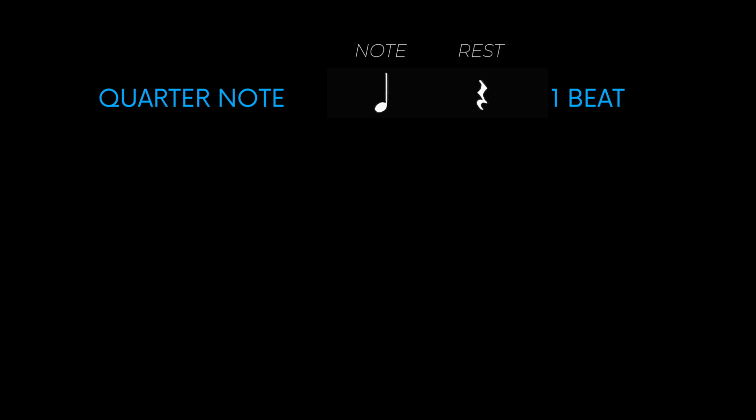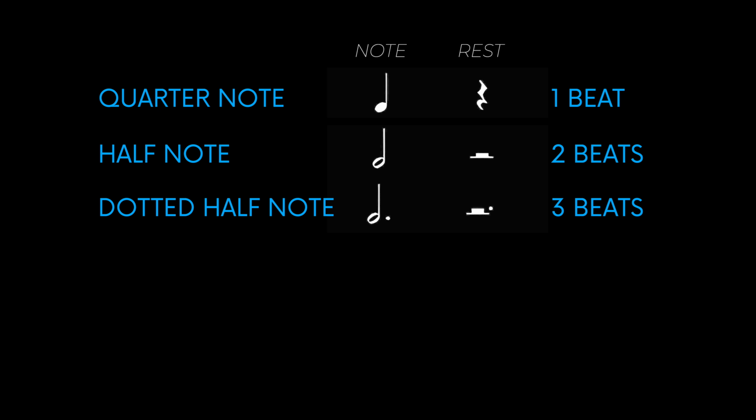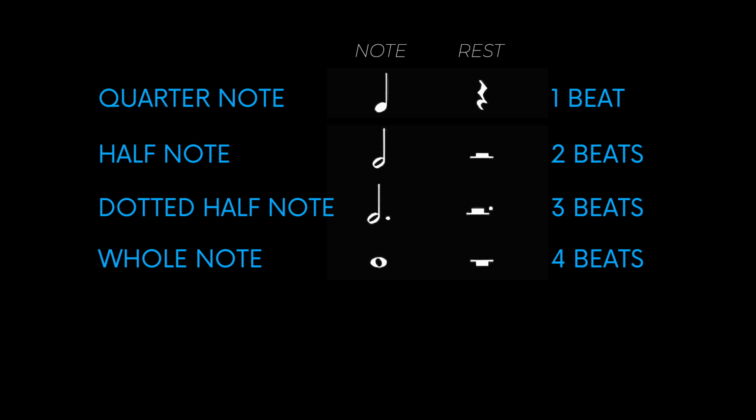This is a quarter note, and next to it is a quarter note rest. Those get 1 beat. This is a half note. It gets 2 beats. If we add a dot to it, that makes the note value 150% of what it normally is. So adding that to a 2-beat note gives us 3 beats. That's a dotted half note. A whole note gets 4 beats.